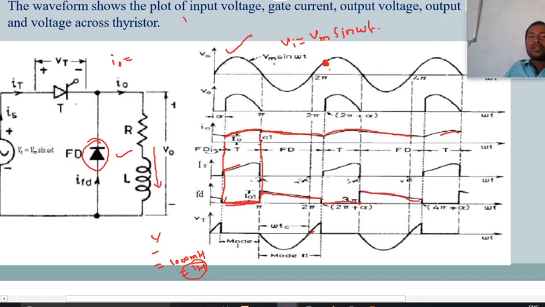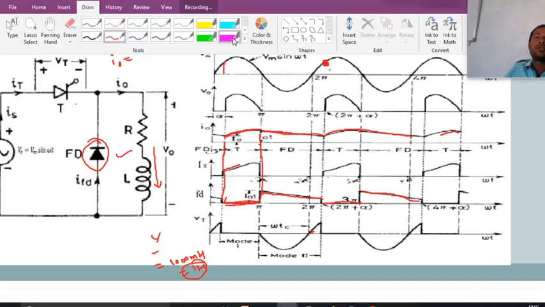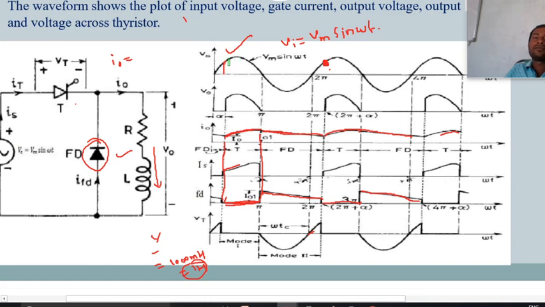And also look at this one, voltage across the thyristor. I will give a small hint how to remember the voltage across the thyristor. This is the area where output is available. Again, the thyristor will be turned on here, and output is available. So the same replica I am shading. Look at this carefully. Output is available only up to this area.